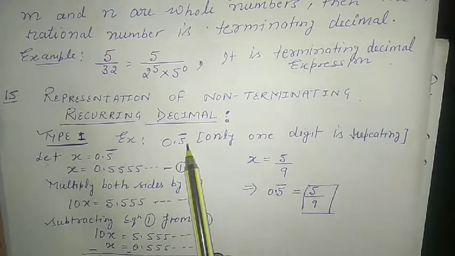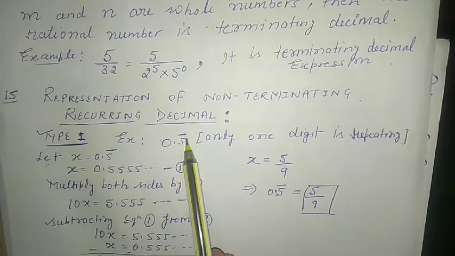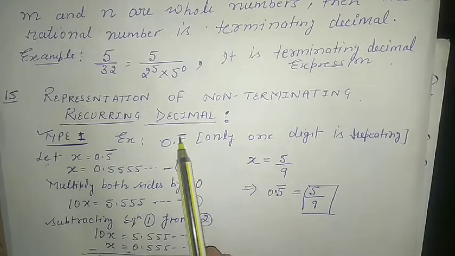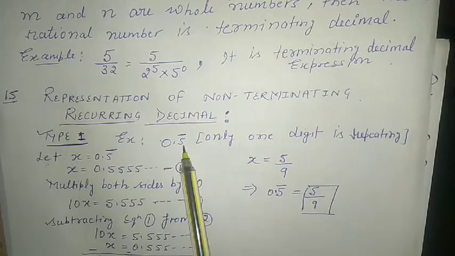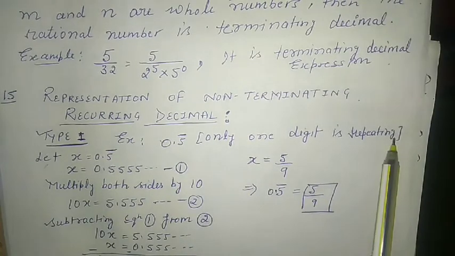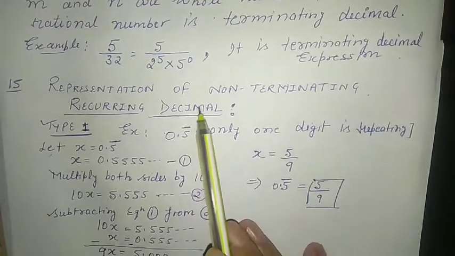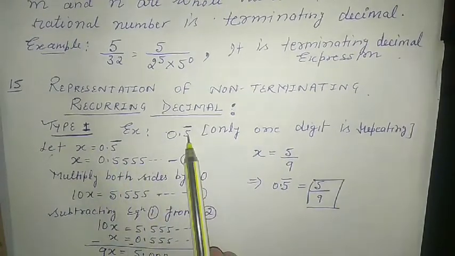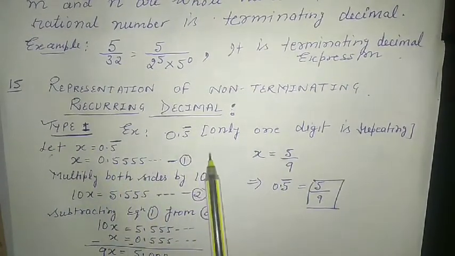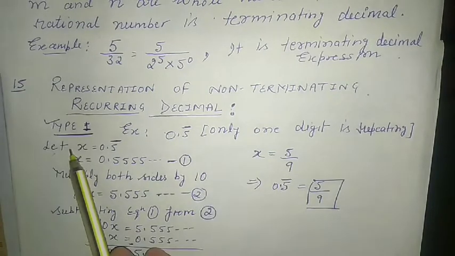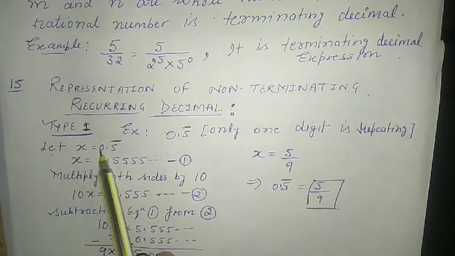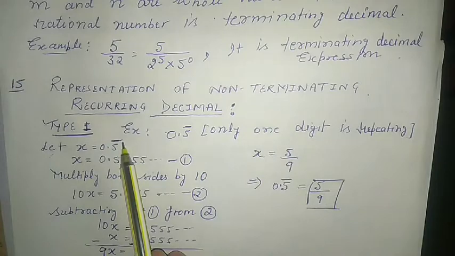Just after the decimal, only one. We will not go for the digit, we will go for how many digits. So there is a single digit, 5. Only one digit is repeating. So how can we solve this? We want to convert this 0.5 bar in the form of p upon q. So let x equal 0.5 bar.